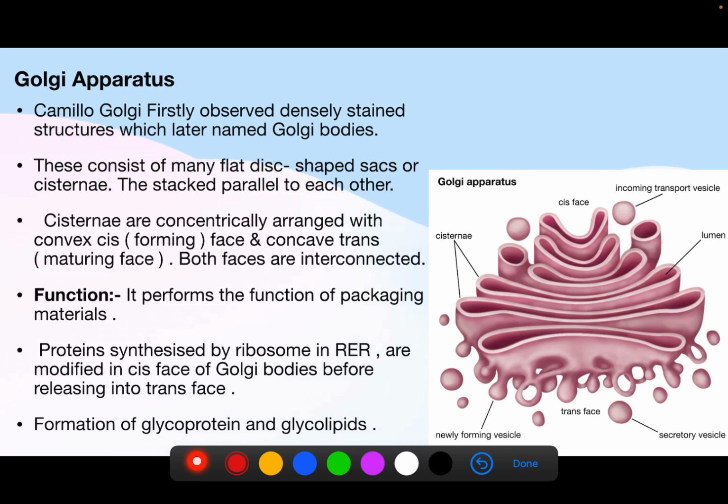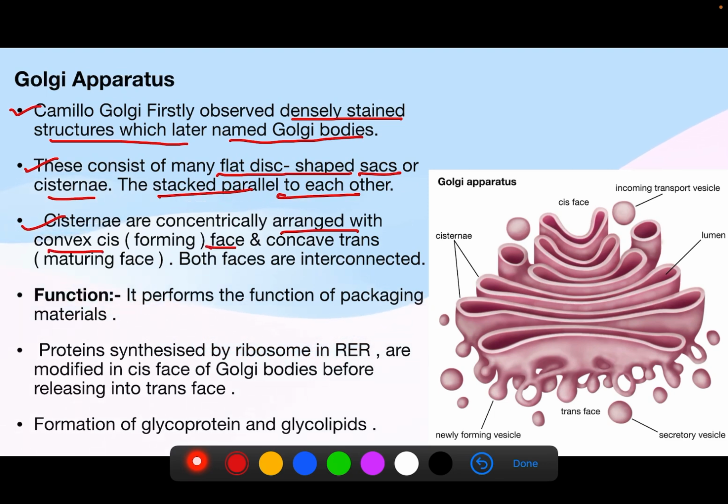So let's start with the Golgi apparatus. The Golgi apparatus was first observed by Camillo Golgi. He observed densely stained structures which were later named Golgi bodies. They consist of many flat, disc-shaped sacs or cisternae. These are stacked parallel to each other. Cisternae are concentrically arranged with a convex cis or forming face and a concave trans or maturing face. Both faces are interconnected.